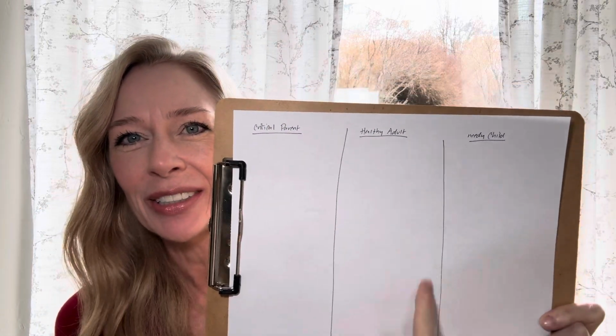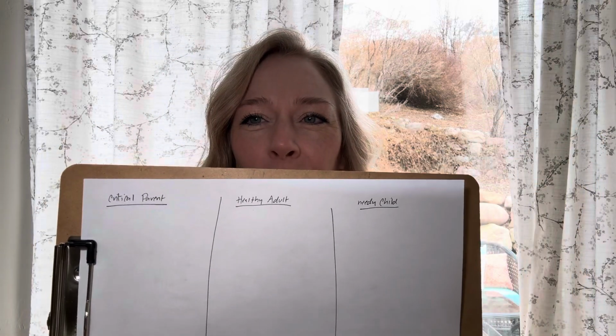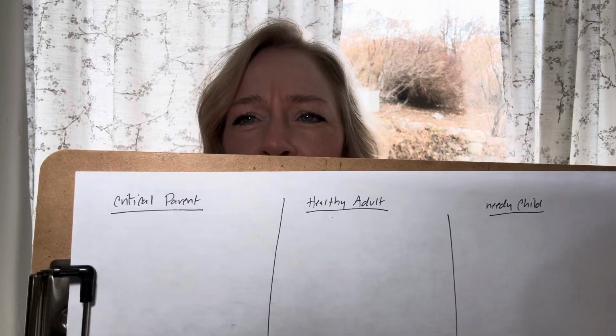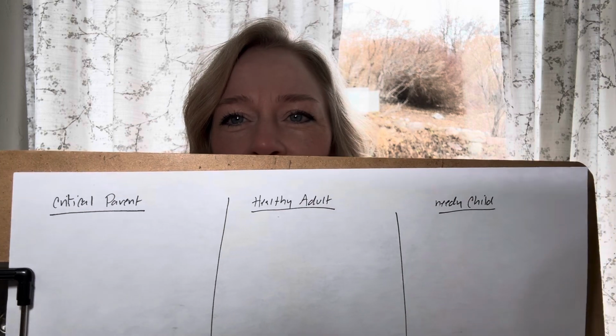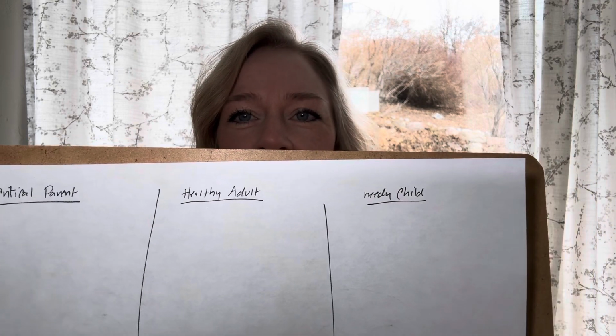So, what we're going to do on the piece of paper, the first thing we're going to do is, and I have messy handwriting, so bear with me, is just take a piece of paper and draw 2 lines. And we're going to make 3 columns. And there's going to be a critical parent column, a healthy adult column in the middle, and a needy child column on the other side. So we've got these 3 columns with the 2 lists. And then we're going to go and just fill in the words, which I did before I pressed record.